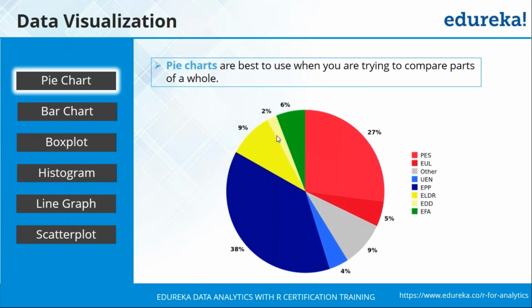Now again, pie charts are best used to compare different parts of a whole. So again, let's say you have different branches. To identify which branch is getting you more sales, it would make more sense to plot a pie chart with respect to all the branches. Okay, so creating a pie chart is quite easy. Let's go back to RStudio and I'll show you how to do that.